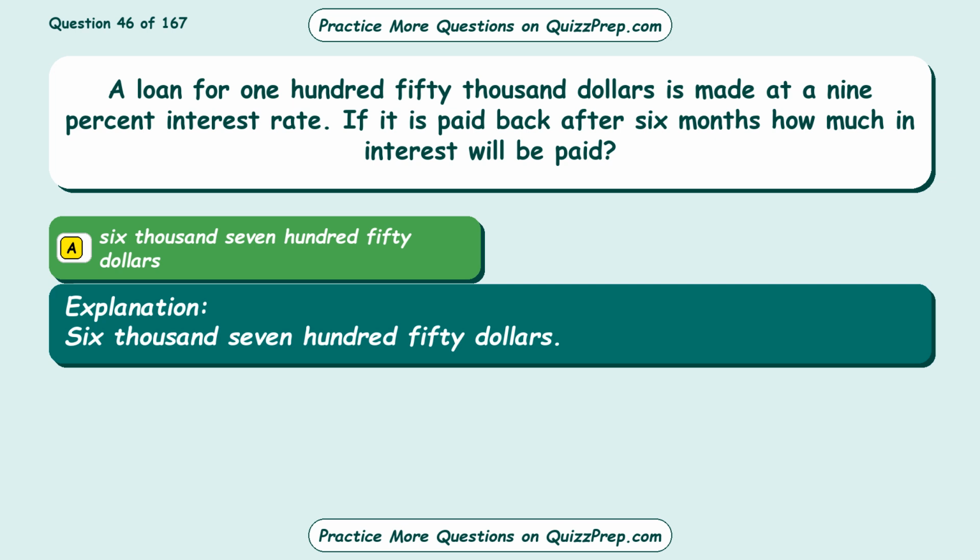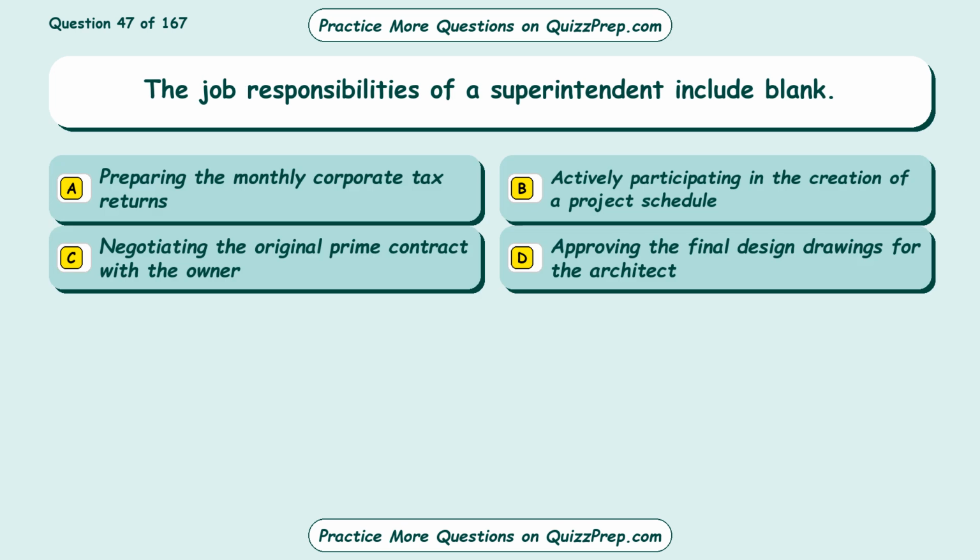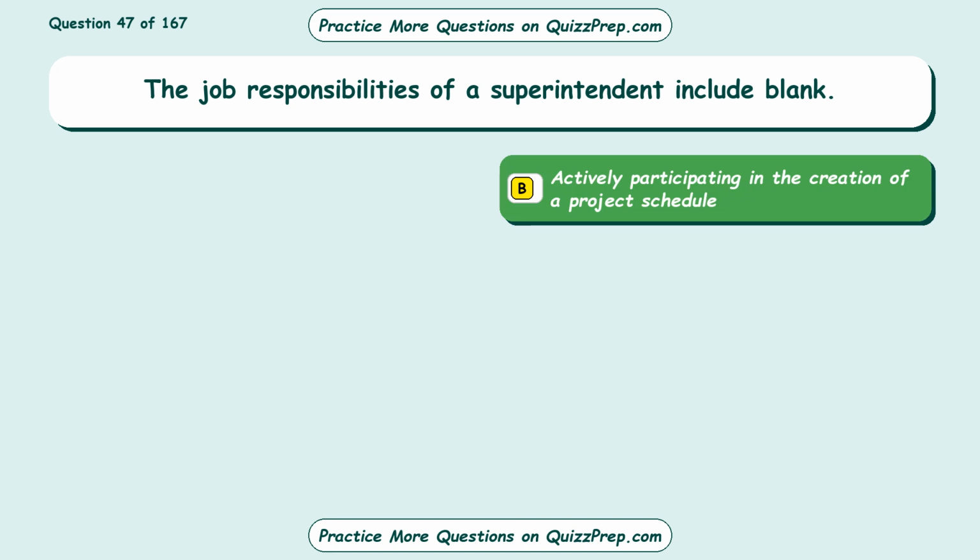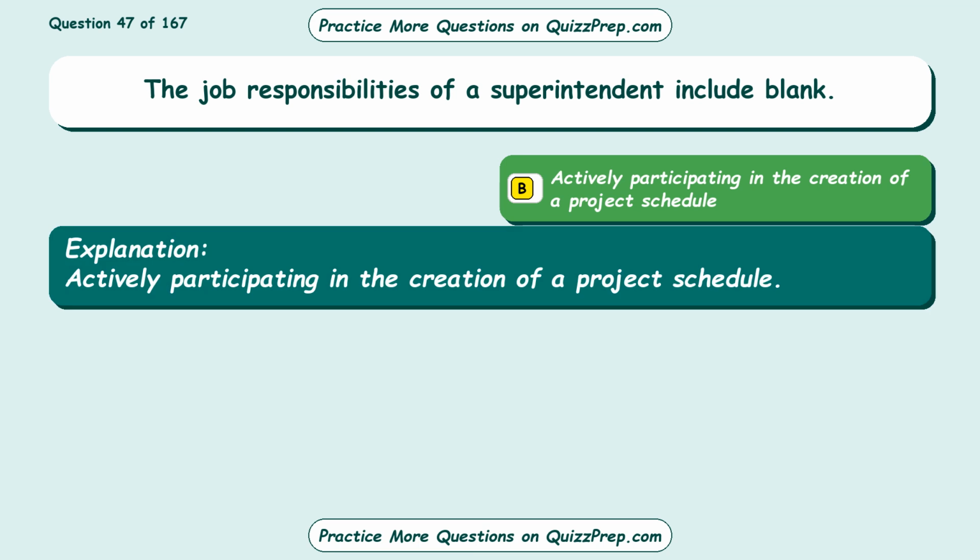Question 47. The job responsibilities of a superintendent include blank. Option A, preparing the monthly corporate tax returns. Option B, actively participating in the creation of a project schedule. Option C, negotiating the original prime contract with the owner. Option D, approving the final design drawings for the architect. The correct answer is option B, actively participating in the creation of a project schedule.